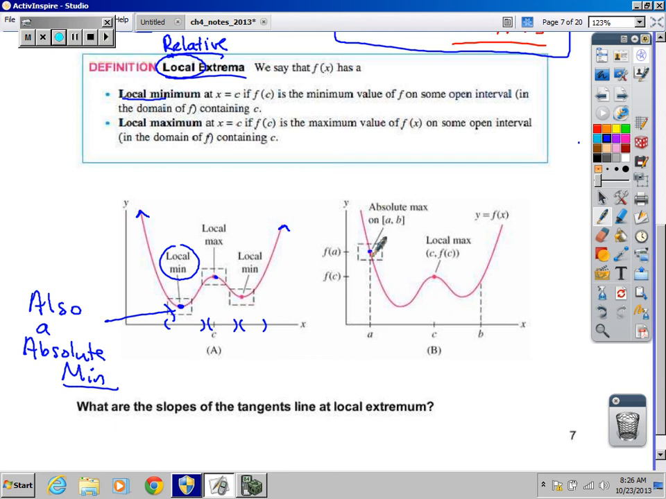In the second diagram, they're going to say this point right here is an absolute max on the closed interval from a to b. So if I just take this part of the graph on a closed interval, then this point would be considered an absolute max because it's a closed interval. If you don't have the closed interval, then it's not considered a max. Simple as that.